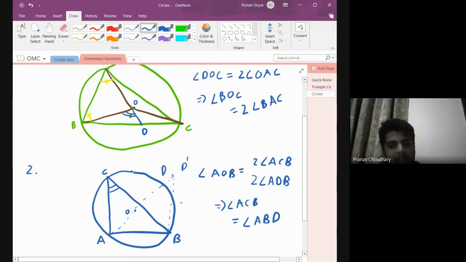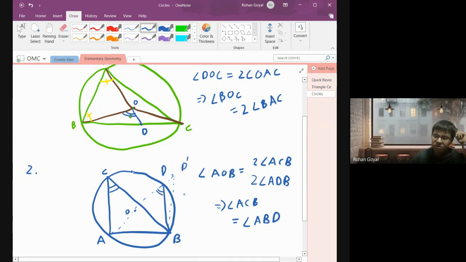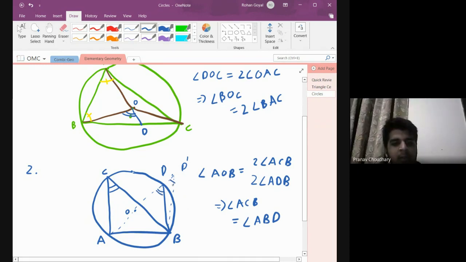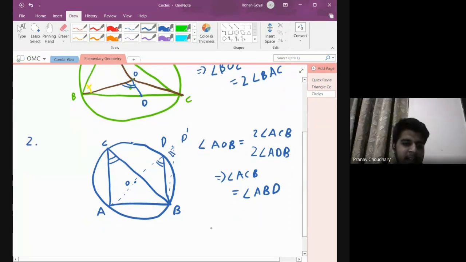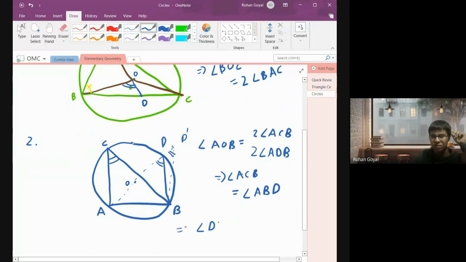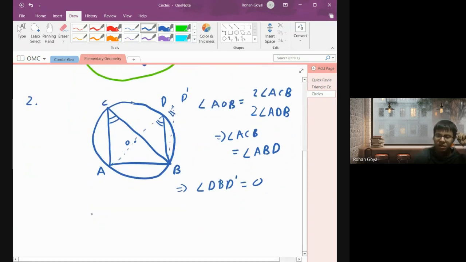Now join BD. Using the previous thing, we have angle ACB equal to angle ADB. Yes. But you are saying angle ACB is also equal to angle AD dash B, which is not possible because then this D dash BD part gets added. It should be 0. Yes. Perfect. And last, here is the consequence of this.